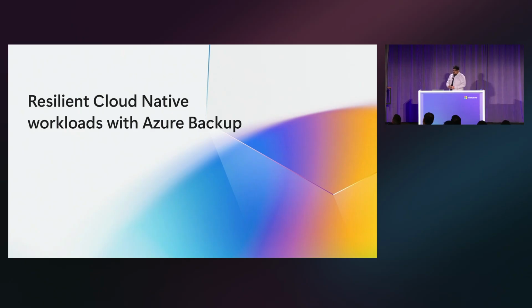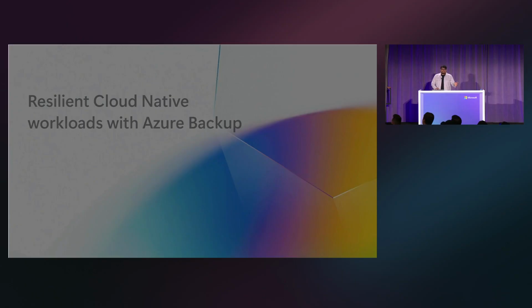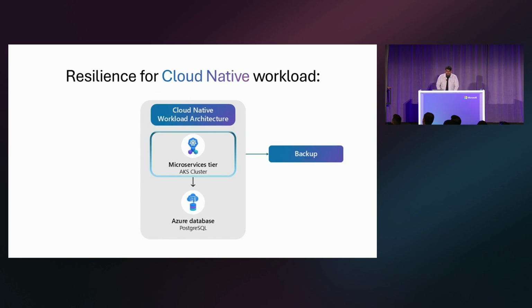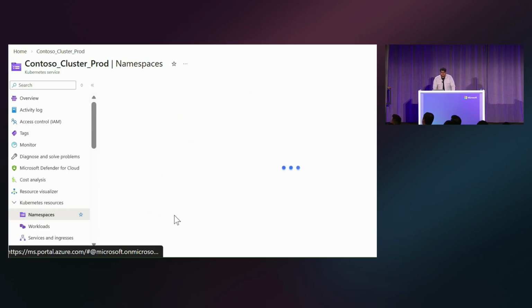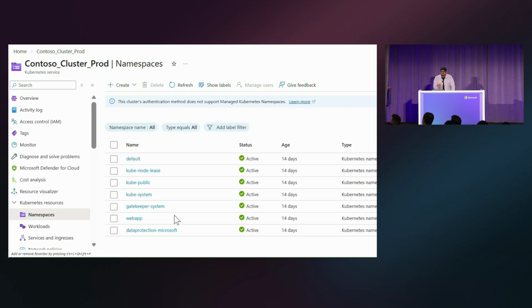On your screen now, you will see that the two-tier architecture, as we explained earlier, is visible. This is our focus. First, we will protect the Kubernetes. For that, we will start with the namespaces. Under the namespaces, you are going to see the most important applications and the namespaces that this cluster has.